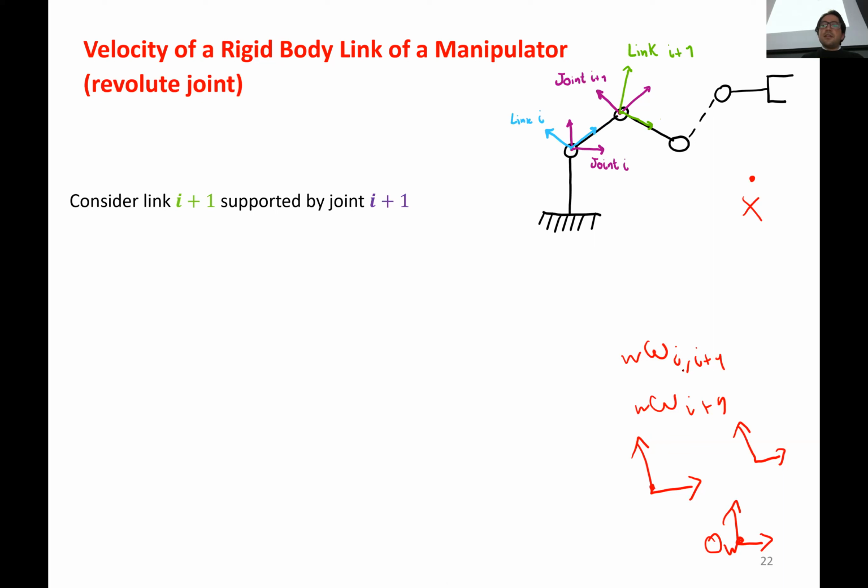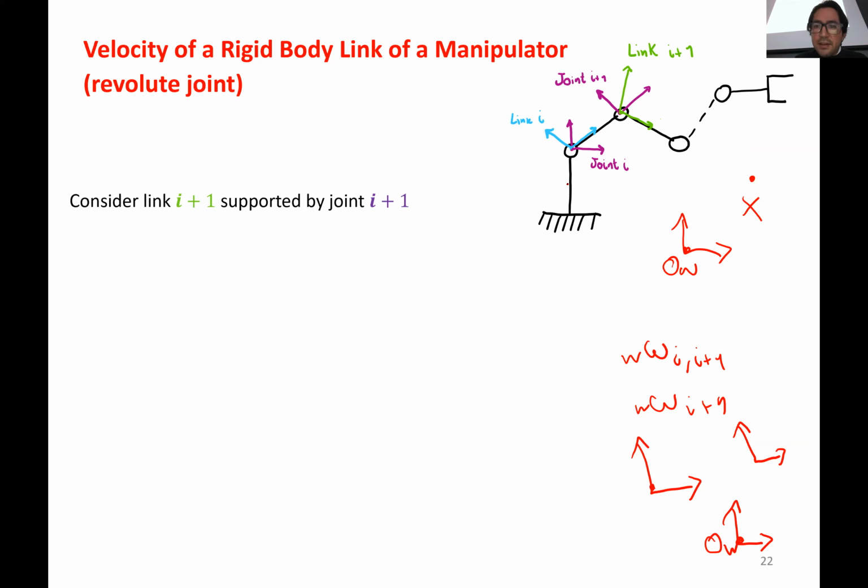Okay, let's look at this on top. So this is link i plus 1 and this is link i. If we have a world frame here, this link i plus 1 has an angular velocity related to all of the previous links on the kinematic chain.